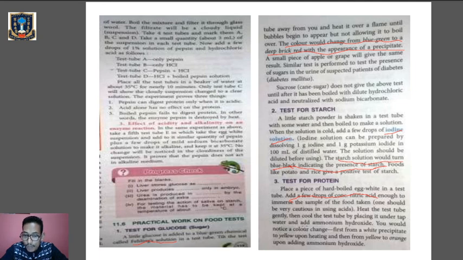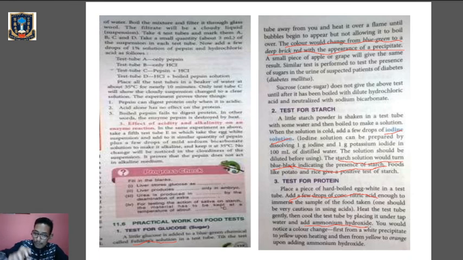And what we are adding? We are adding ammonium hydroxide. When we add the ammonium hydroxide, we will notice a color change. First, from the white precipitate, it will change to yellow upon heating, and then from yellow to orange upon adding ammonium hydroxide. So remember the color change.